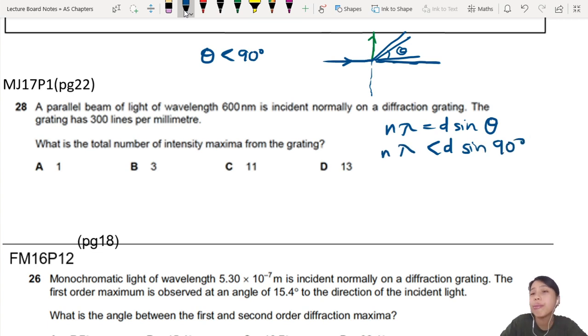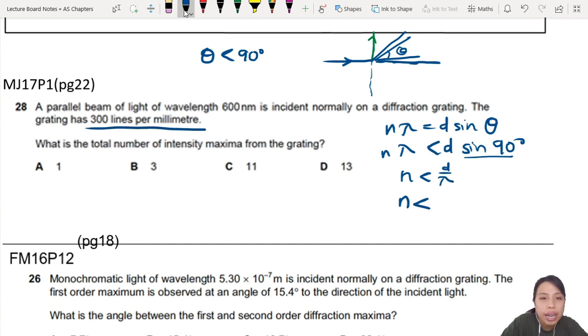Okay, whatever your n number is. So we need to find what's our maximum n number. Sine theta is, sine 90 is 1. So you just have n equals d over lambda. What's our d? 300 lines per millimeter. So we need to find d.